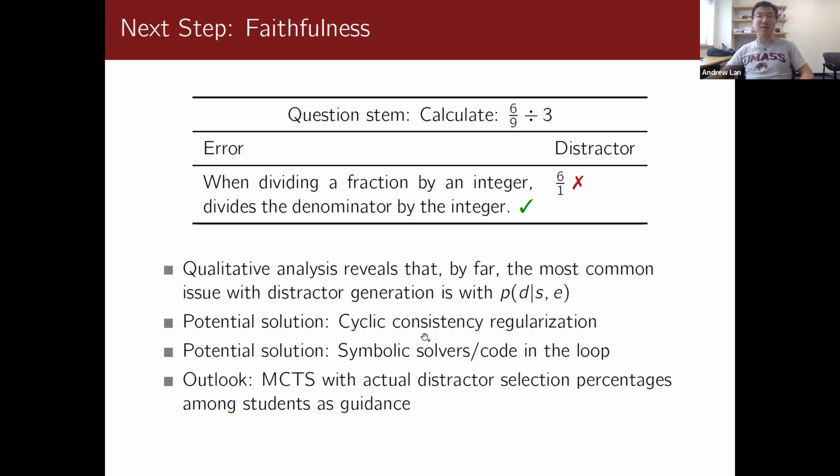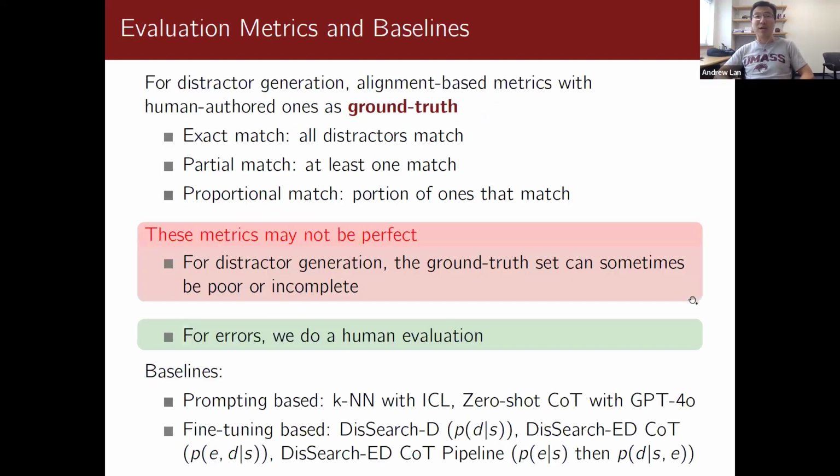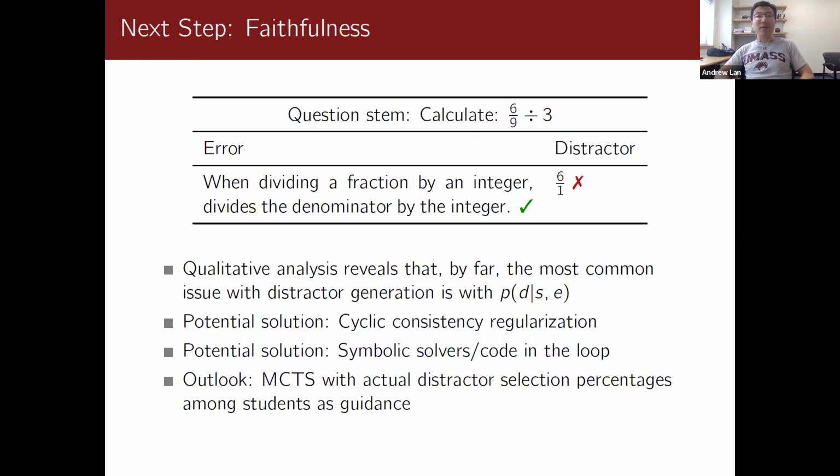So there are some possible solutions. First of all, we can use this idea called cyclic consistency regularization. If we imagine the whole process, in the end we have a generated distractor. But for the error identifier model, I also use the distractor as input. So I can enforce a cyclic consistency between these two, and use that as a training objective to try to improve the faithfulness of my controllable distractor generation model. The other thing is we can also try to see if involving symbolic solvers or even code in the loop would help. So far, we haven't really found this to help too much, but there could be better ways to incorporate those.